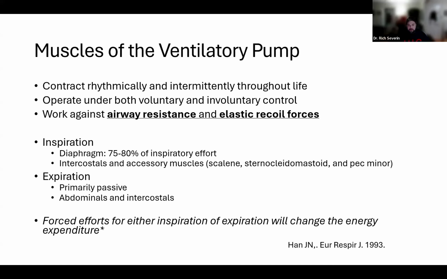And then expiration under resting conditions is primarily passive. It's mainly that recoil of the lung and chest wall complex, and then return of the diaphragm. But that changes during exercise, when it becomes more of an active process using abdominal muscles and some of those intercostals too. So again, we often think of breathing through a lens of just what occurs at rest, but obviously we use these in different contexts, notably exercise and coughing, where the contributions of these muscles, and even just the energy use, completely changes. So again, think of it contextually.